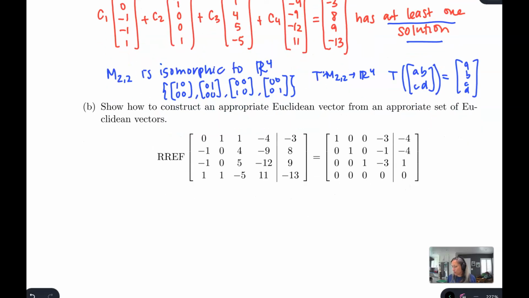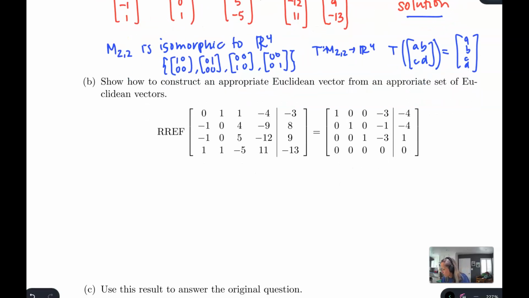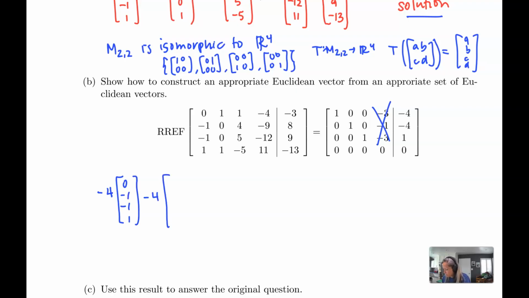Second piece here is, okay, now we have a reduced row echelon form. The whole point of this is we can take things that are a little bit tougher to work with, matrices, polynomials, other things. If we're isomorphic to a Euclidean vector space, we can just represent things with vectors, and we can use all of our cool tricks. So here we know the easiest thing is to zero out this free variable, and then we can say that we have 4 times 0, -1, -1, 1, minus 4 times 1, 0, 0, 1, plus 1 times 1, 4, 5, -5 is going to give us that result we were looking for, -3, 8, 9, -13.